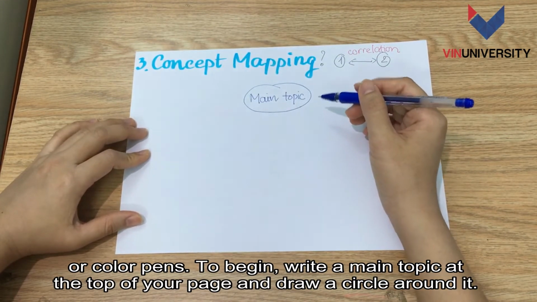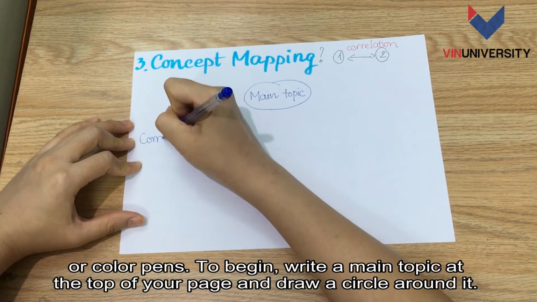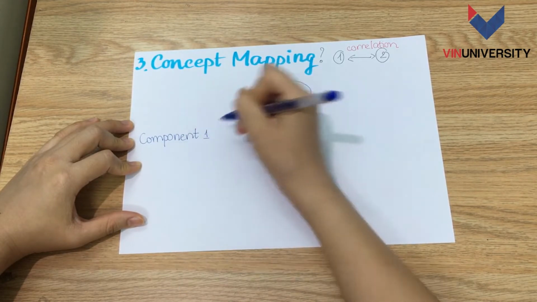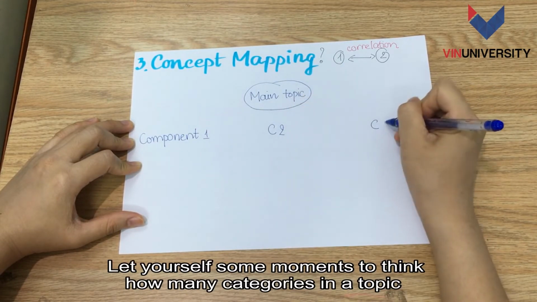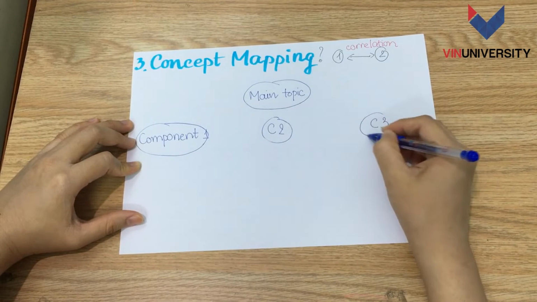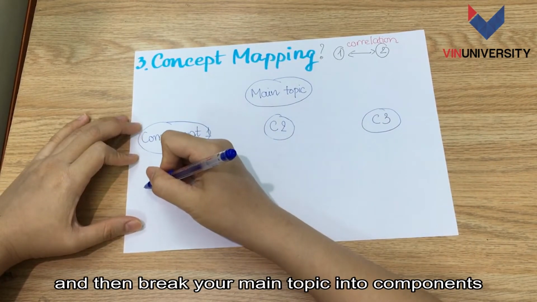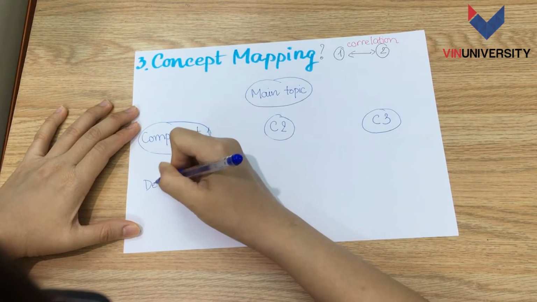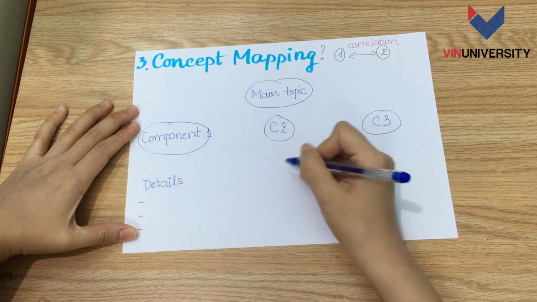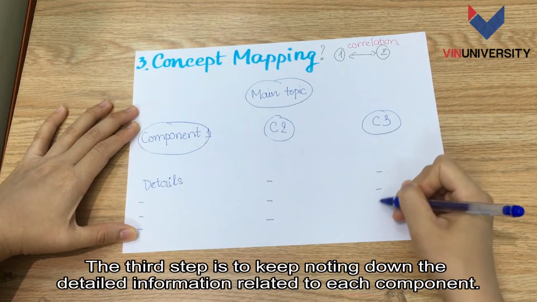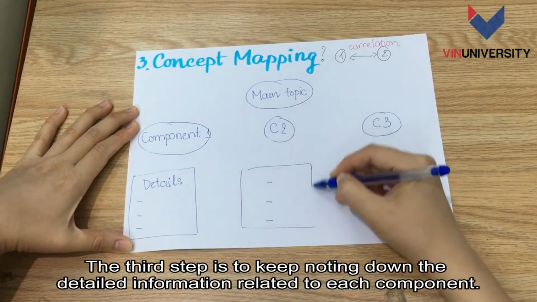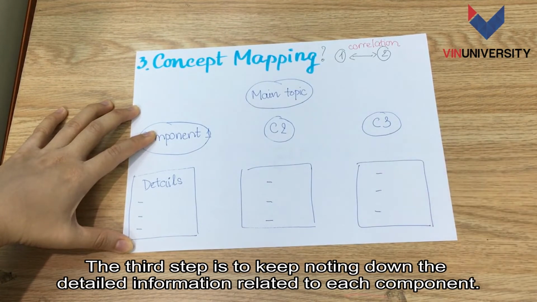To begin, write a main topic at the top of your page and draw a circle around it. Give yourself some moments to think how many categories are in the topic, and then break your main topic into components and arrange them in a hierarchy. The third step is to keep noting down the detailed information related to each component.